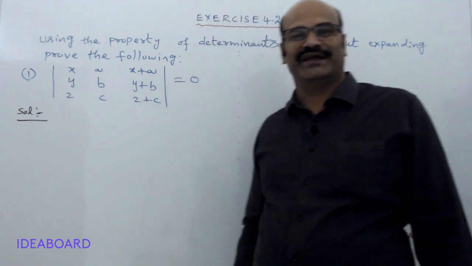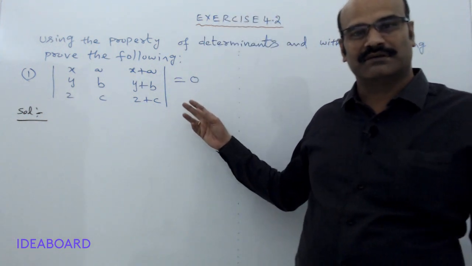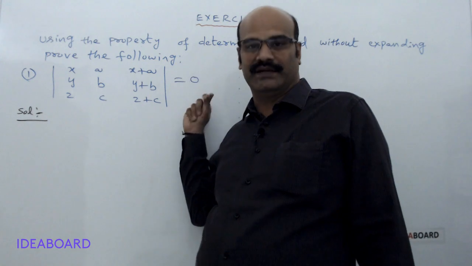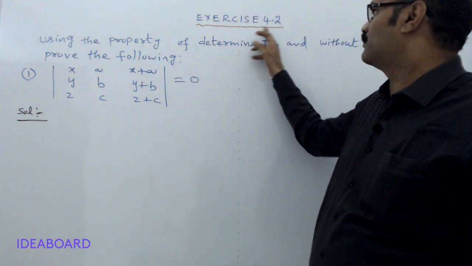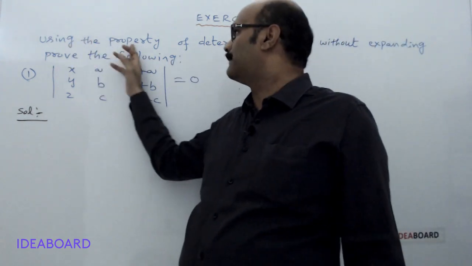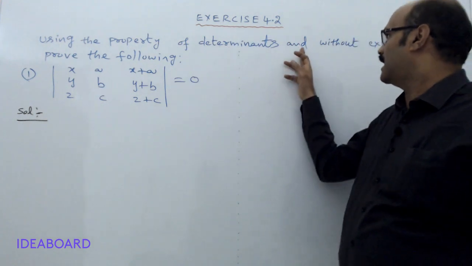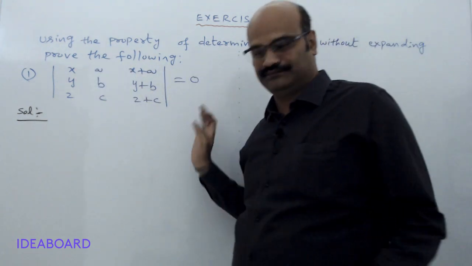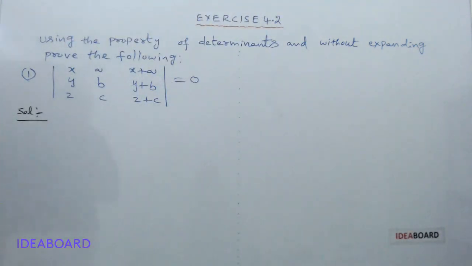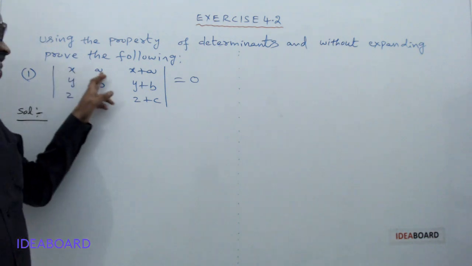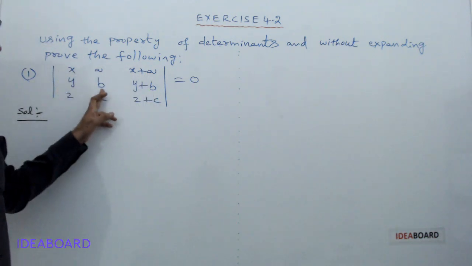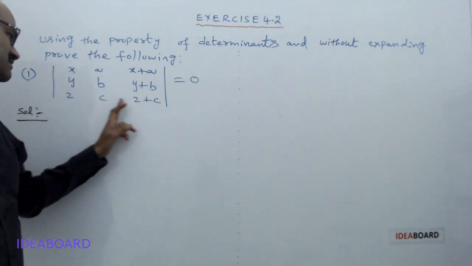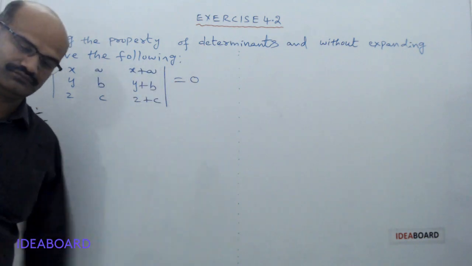Students, today I am doing the problems based on properties of determinants. Exercise 4.2. Using the properties of determinants and without expanding, prove the following. First problem: the determinant of x, a, x plus a; y, b, y plus b; z, c, z plus c equals 0.